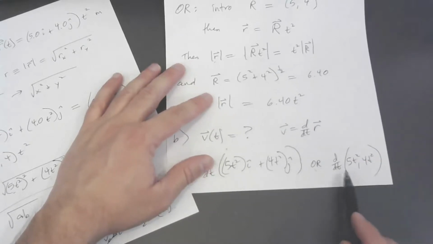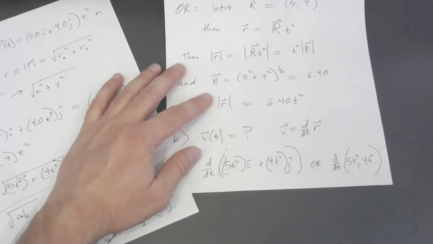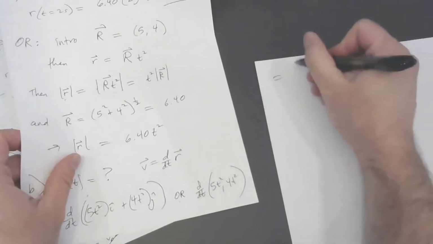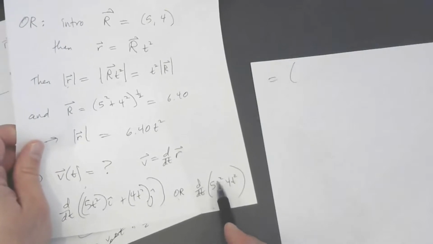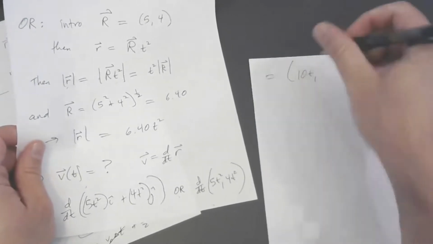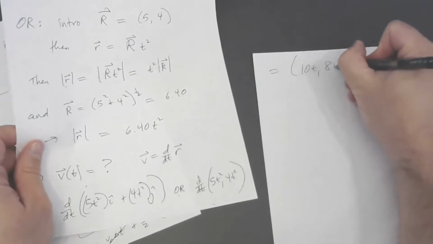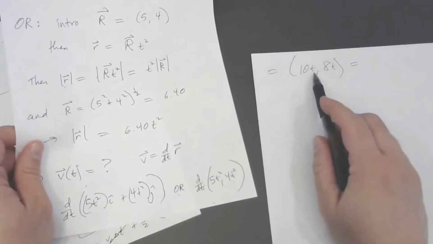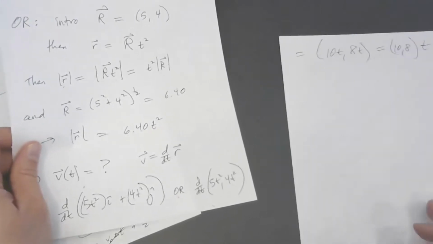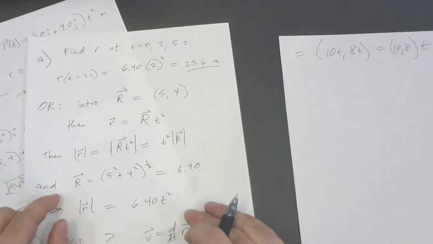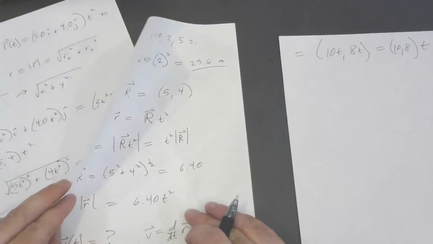And now we go ahead and differentiate each component. It's as simple as that, provided that your components are Cartesian components, rectangular components. So this is trivial now, right? You guys know how to do this from first semester calculus. You bring down the 2, this becomes 10t, and this becomes 8t. And now if I'd like, I can pull the t out and write this as (10, 8) times t. And that's really the answer to the question that was posed in part B.